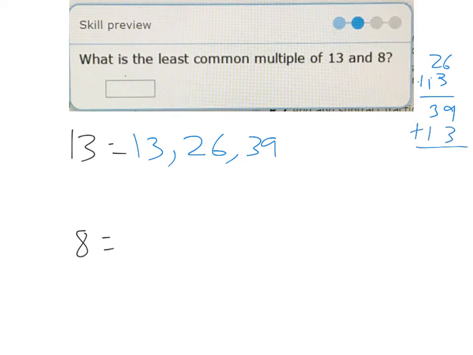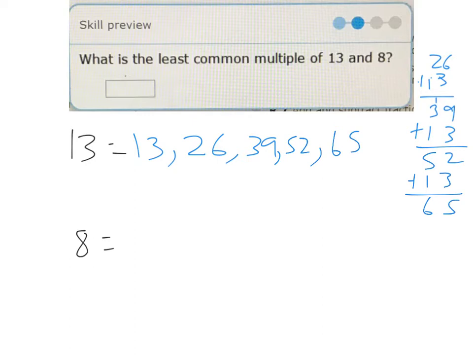Plus 13. 9 plus 3 is 12. 2 down, 1 up. 1 plus 3 is 4, plus 1 is 5. 52. No, still okay. Add another 13. 2 plus 3 is 5. 5 plus 1 is 6. No, not a multiple of 8.